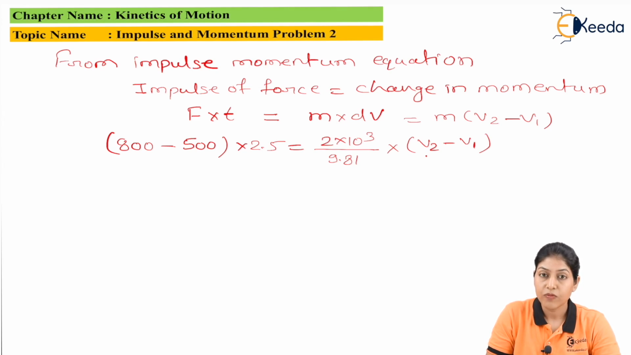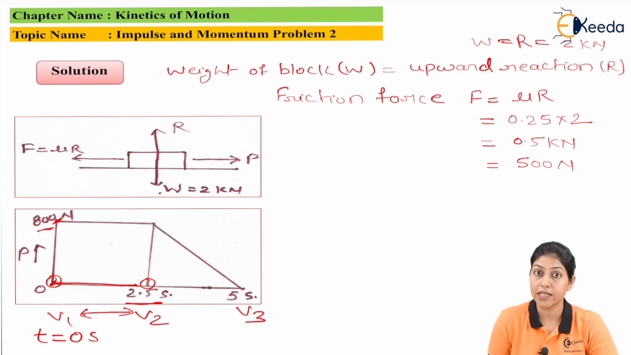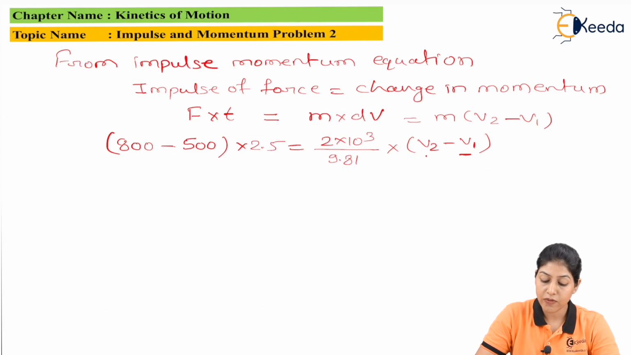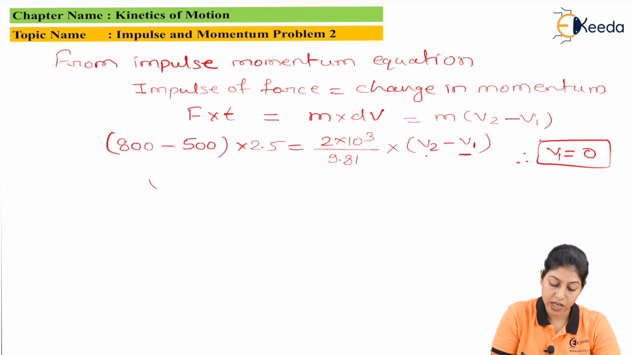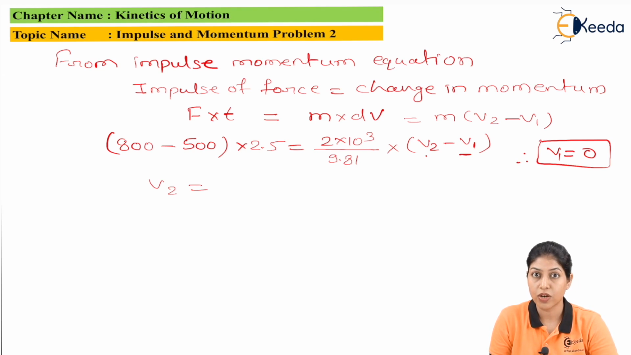So V1 we will find out first, and as per this particular condition, when the body is in rest condition at t equals 0 seconds, t equals 0 second we are taking as the initial time. So when the body is at rest, the initial velocity we will consider 0. So this particular V1 velocity will become 0. So we will put V1 equals 0 and we can easily find out the value of V2 by solving this equation. So the value of V2 is 3.6 meter per second.